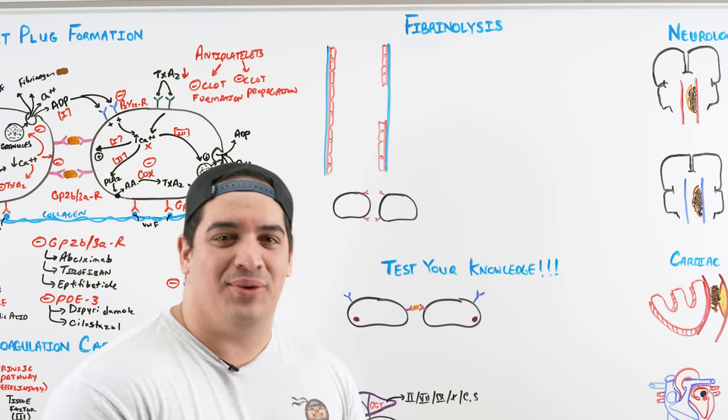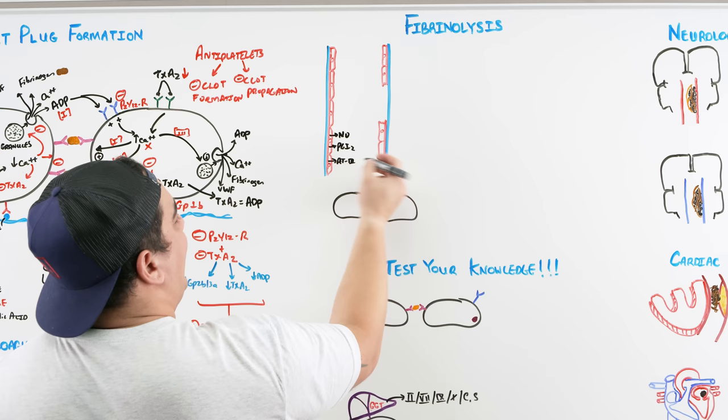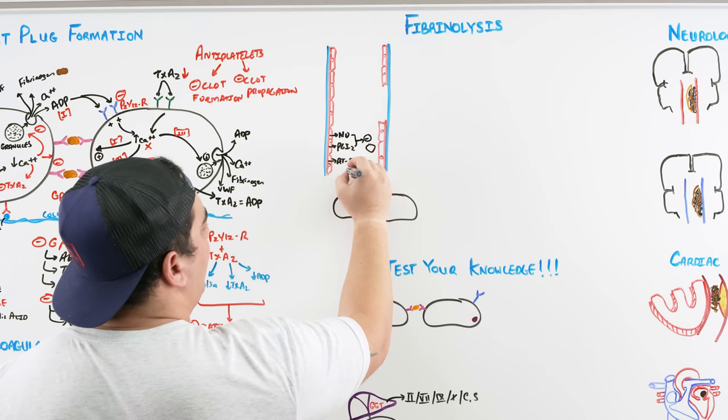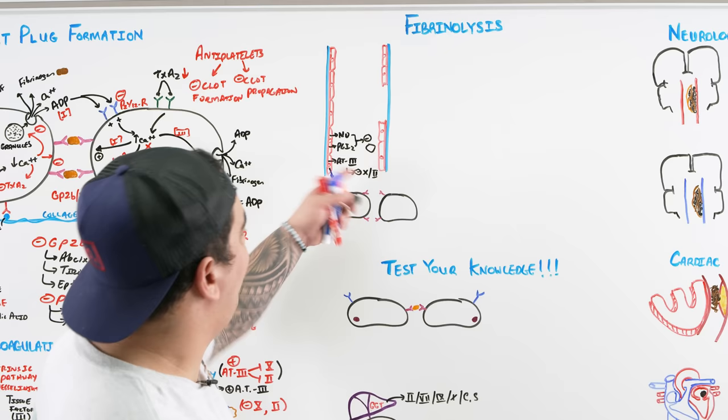So again, we talked about how naturally we release things like nitric oxide, we release things like prostacyclin, we have things like antithrombin 3. These are your natural antiplatelet mechanisms, which is specifically inhibiting platelets. We talked about how antithrombin 3 is going to inhibit things like factor 10 and thrombin. And there's other molecules out there. We briefly mentioned them, but you also have things like protein C and protein S. These are also inhibiting other procoagulants. So you have natural antithrombotic mechanisms.